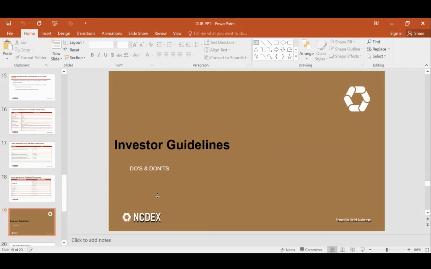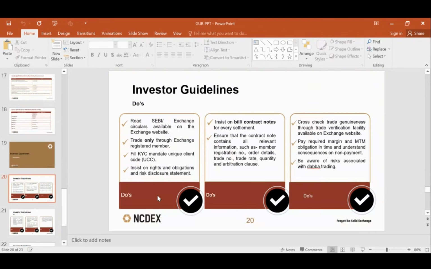Now here are some investor guidelines which every investor should always look at. A client should always get themselves registered through a SEBI registered broker only and should trade through a registered broker only. A client should fill their KYC mandates and get their unique client code, and should always insist on a bill or contract note for every settlement that happens in their account, and ensure that the contract note given by your broker contains all relevant information such as member registration number, your order detail, your trade number, your quantity and arbitration clause, etc.